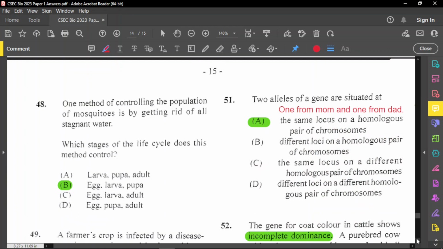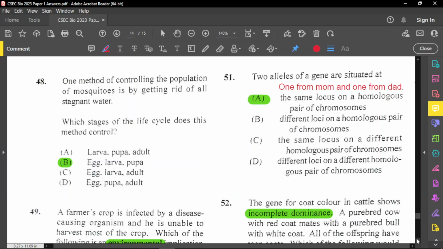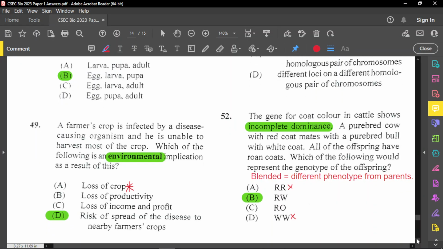Now for 48, it said one method of controlling the population of mosquitoes is by getting rid of all stagnant water. It said, which stages of the life cycle does this method control? And this controls the stages of the life cycle that actually exist in water. And so the egg is laid in water, larva develop in water, the pupa also stays in water, and therefore B is the correct answer. Adult is not in water, so automatically A, C, and D are out because the adult is found on land, or in the air for the most part.